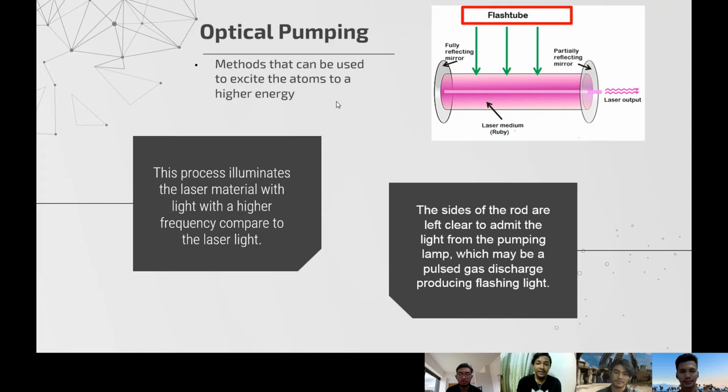From the picture, the solid state laser uses a rod of solid crystalline material, which is polished, flat and parallel and coated with mirrors to reflect the laser light. The ions are suspended in the crystalline matrix and emit electrons when excited. The sides of the rod are left clear to admit light from the pumping lamp, which may be a fast gas discharge producing flashing light.